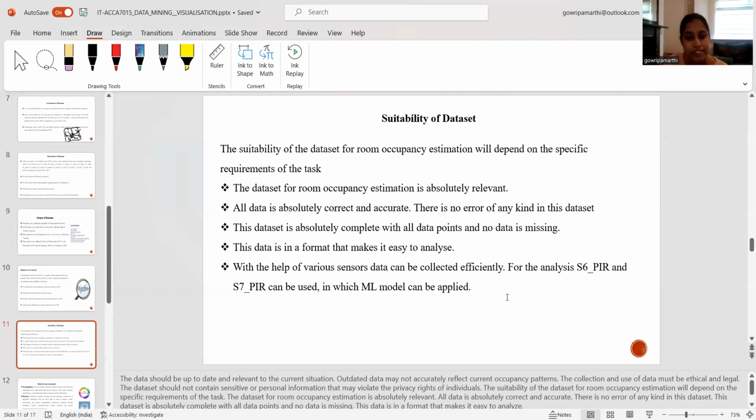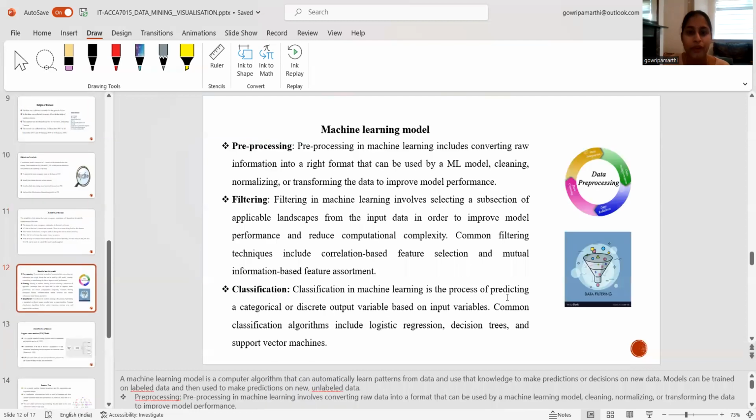With the help of various sensors, data can be collected effectively. We are using 7 sensors here. With the help of the sensors, the data will be collected efficiently. The analysis of S6 PIR and S7 PIR can be done using a machine learning model. What is a machine learning model?